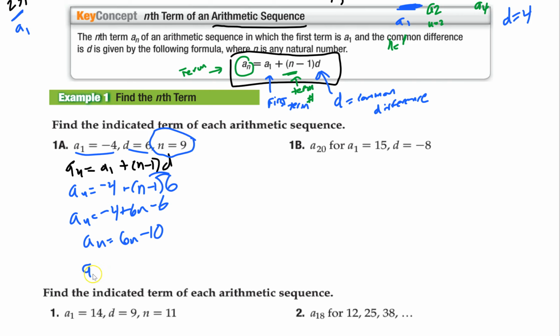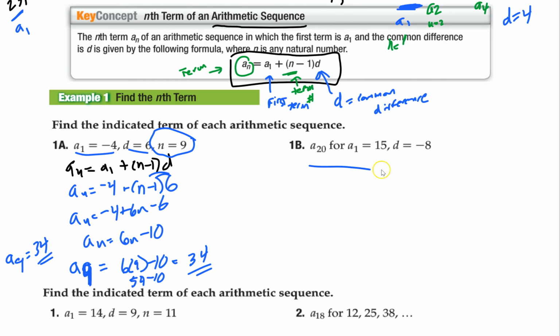So that's my formula. And if I want the 9th term here, I just plug in 9. So A9 is 6 times 9 minus 10, also known as 54 minus 10, or 44. So again, when n equals 9, the ninth term, when I plug it all in, I get 44. A9 equals 44. So the ninth term of the sequence is 44.